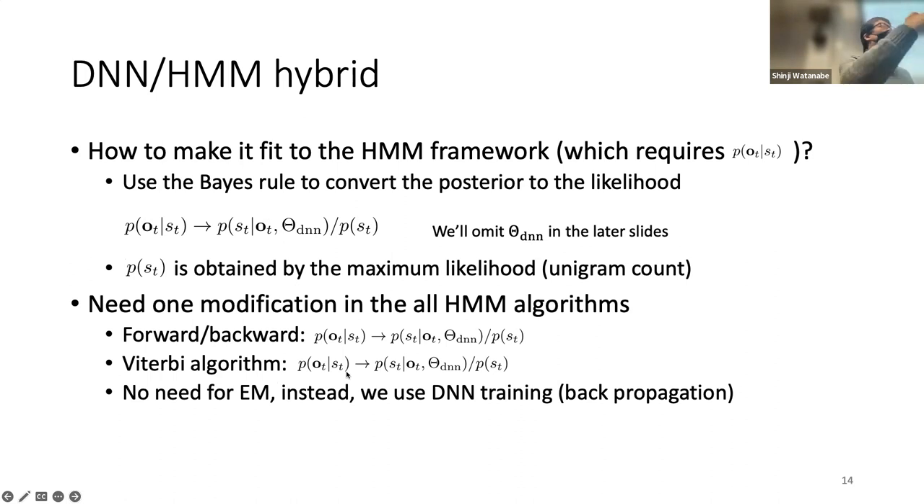We still use the Viterbi algorithm to get the most probable state sequence. The algorithm structure is completely the same, but the emission probability likelihood is replaced from the Gaussian mixture with this deep neural network. So this is the trick of the DNN-HMM hybrid.